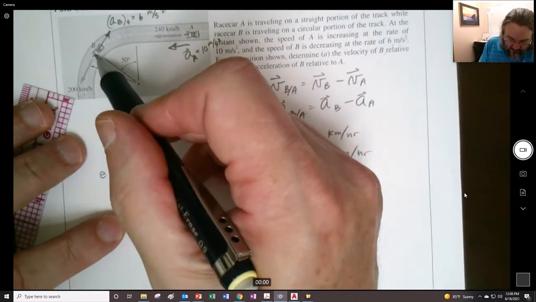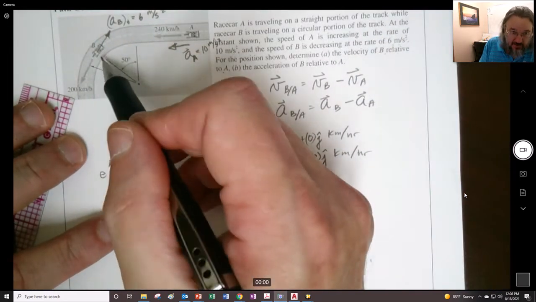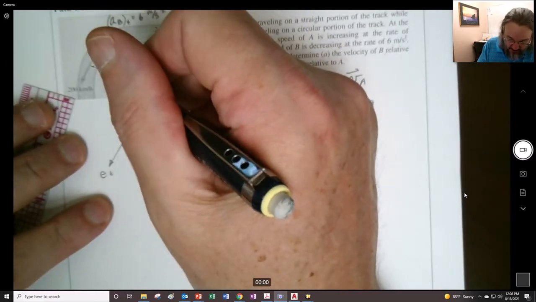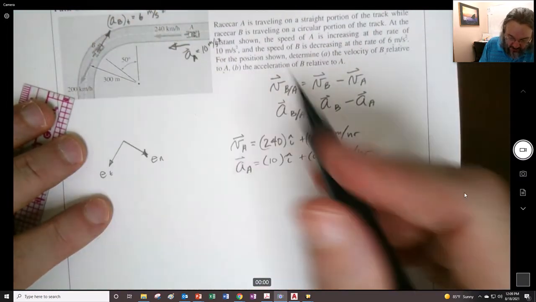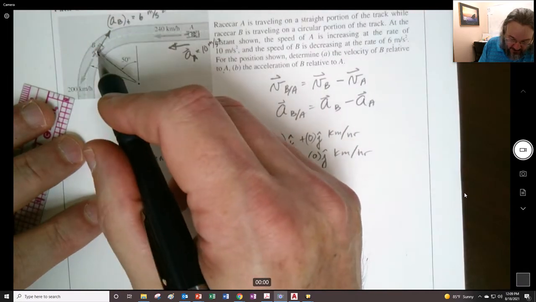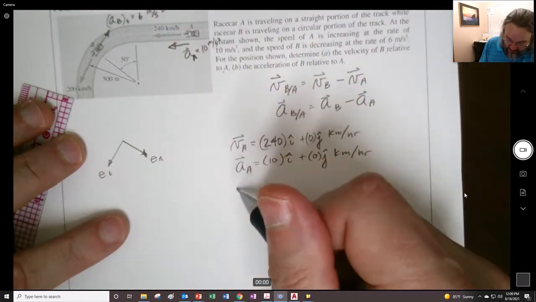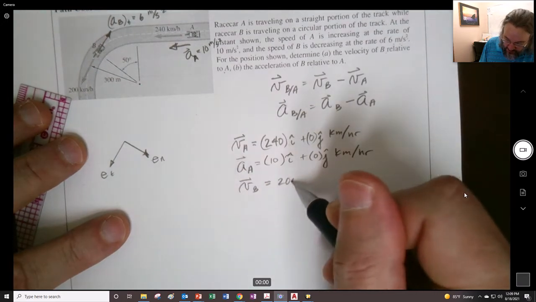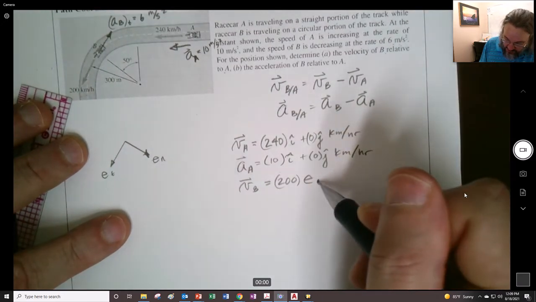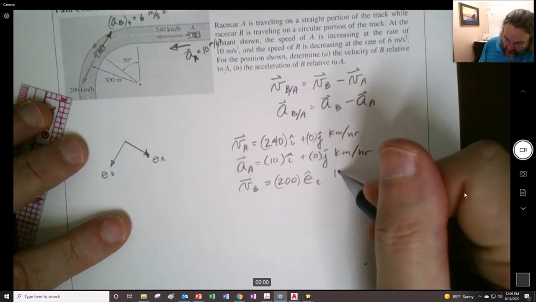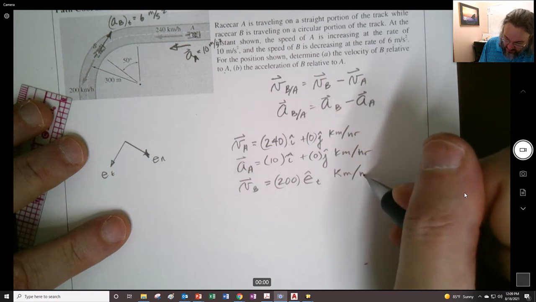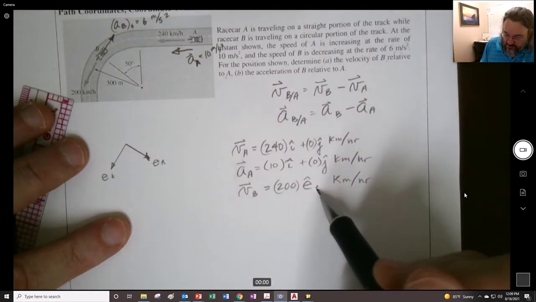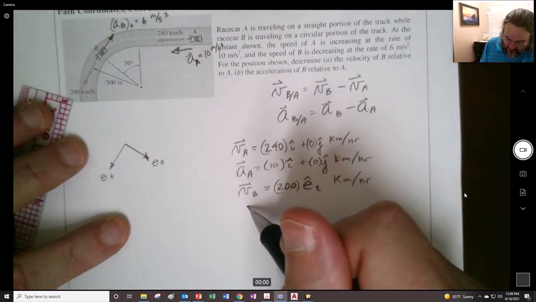Now we come over to B, and because of its location right there, it's going to be a lot easier for us to write it in tangential and normal components. So the velocity of B is just going to be 200 ET kilometers per hour, and there is nothing in the normal direction because velocity is tangent to the path. This is just speed times the unit vector.